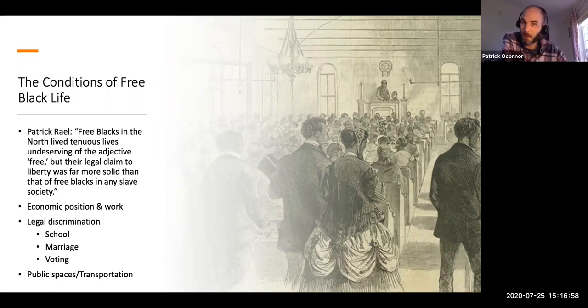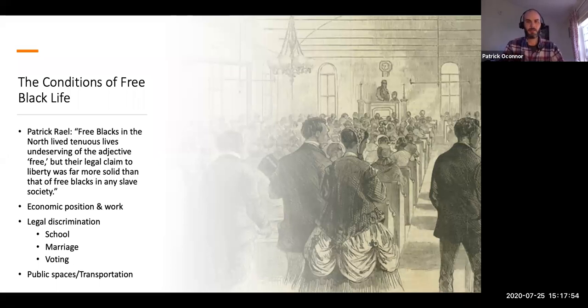undeserving of the adjective free, right? They call it free Black culture, but free is really a sort of weak word to describe what this was, because there are so many conditions attached. But their legal claim to liberty was far more solid than that of free Blacks in any slave society. Okay, so their freedom is deeply conditional, and is often under attack. They have to struggle very hard just to provide the bare necessities of life. And yet, by the letter of the law, there is no experience like this in the Atlantic world. They have greater legal security than any African descended people in the Americas, really.